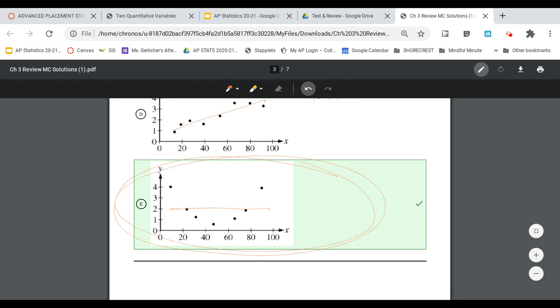So that's why this is your worst fit. Mathematically, it would have the lowest R, closest to 0. That line doesn't show hardly anything about that relationship, so it has a very low, weak correlation.